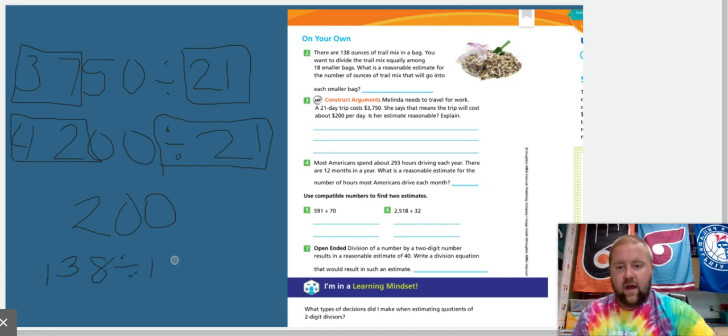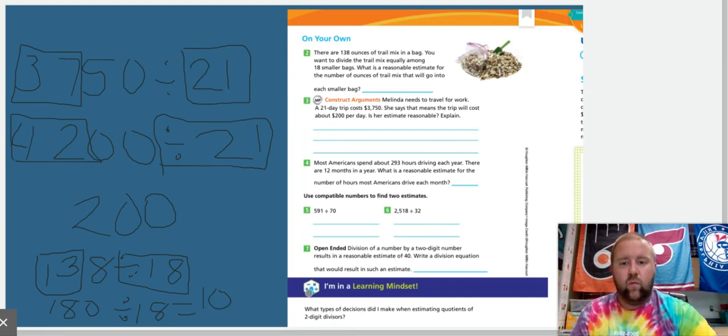Again, we would say what number close to 13 can be divided by 18 in this example. So then I would change 13 to 18. Everything after it becomes a 0. And then I would just divide. So 18 divided by 18 would give me 1. And then I would add on my 0. So the answer for that one would be 10.